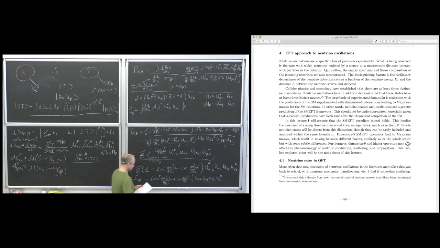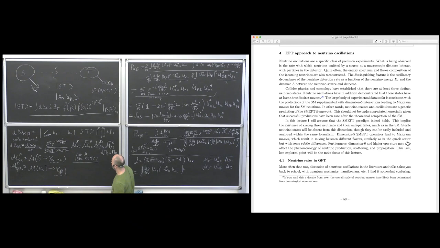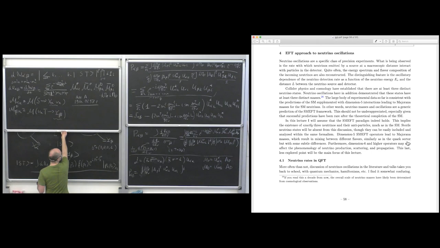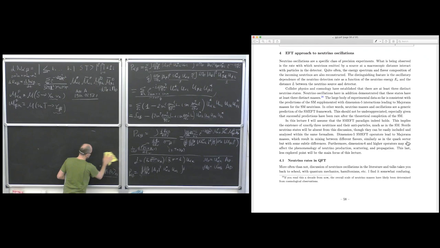Okay, so this I will keep for later, and maybe I restart here. What I want to see in this lecture is how this formula is modified when you have BSM interactions described by higher dimensional operators. So my starting point will be this EFT, and I'll do something very simple.